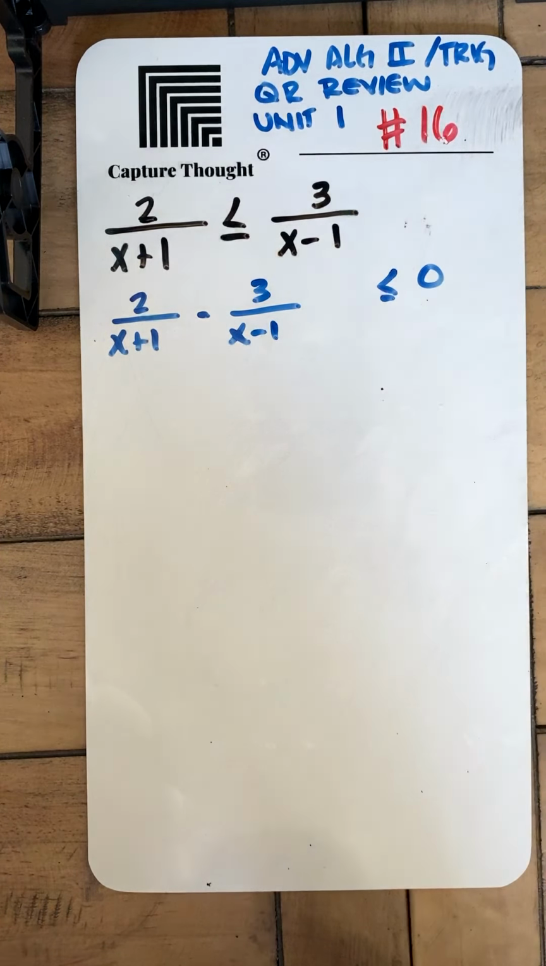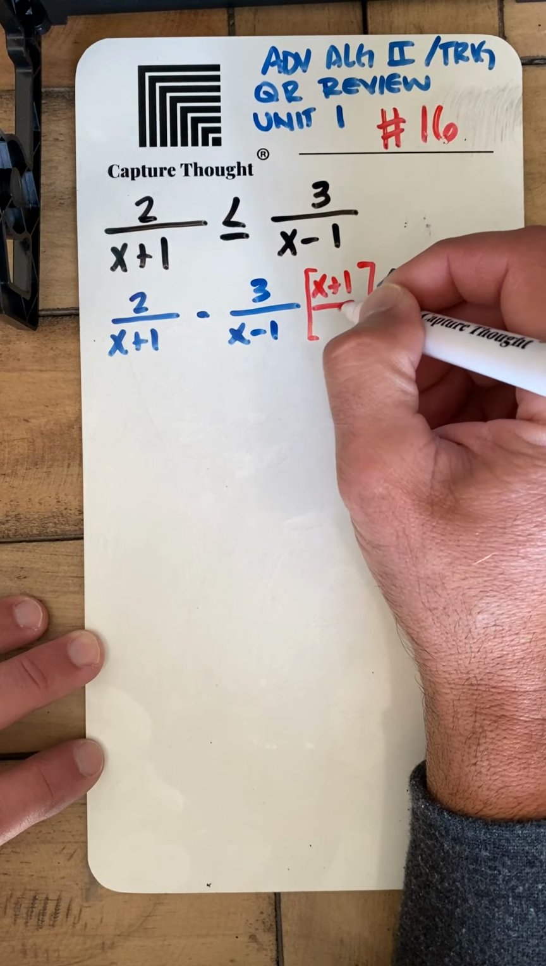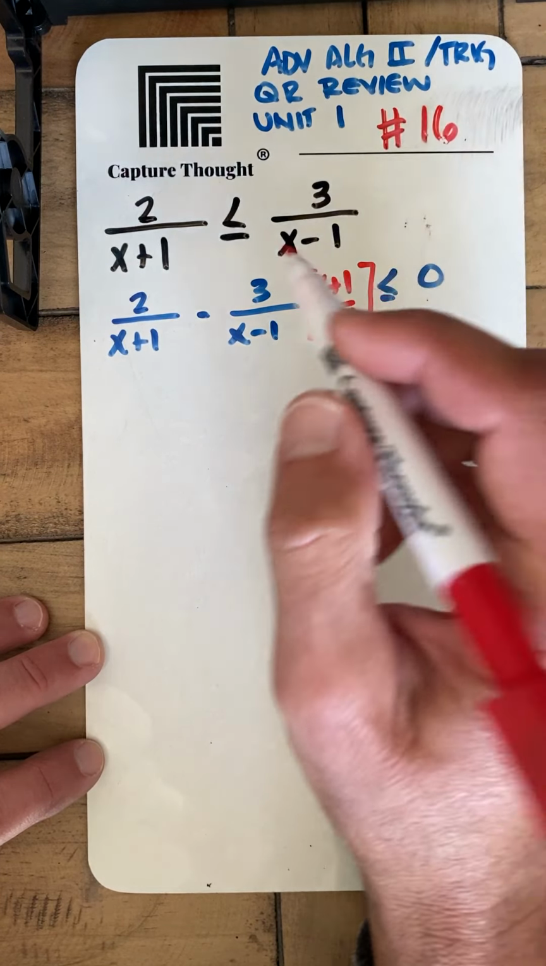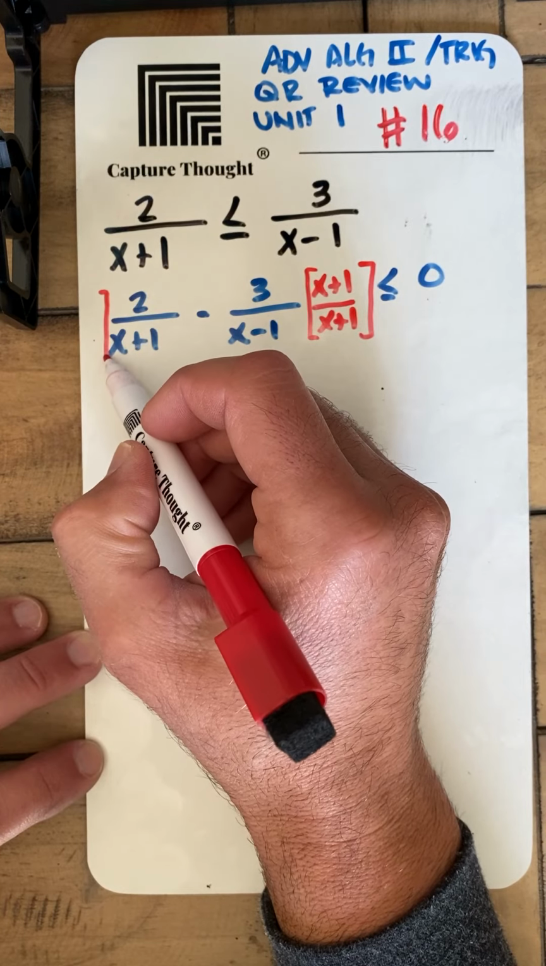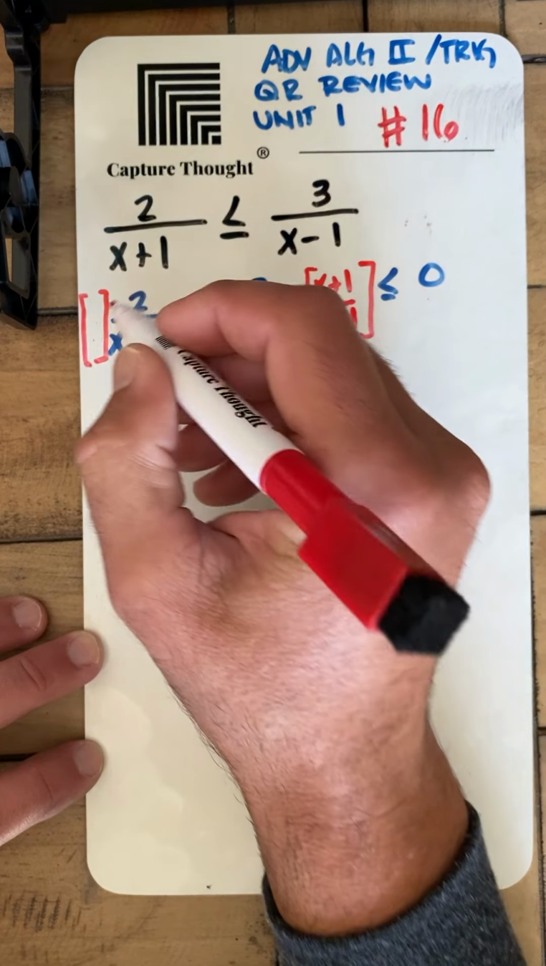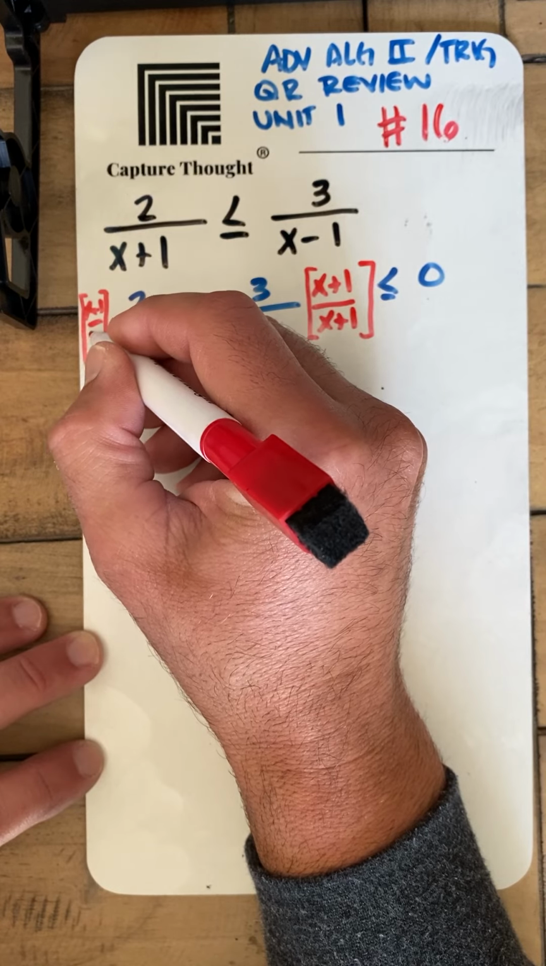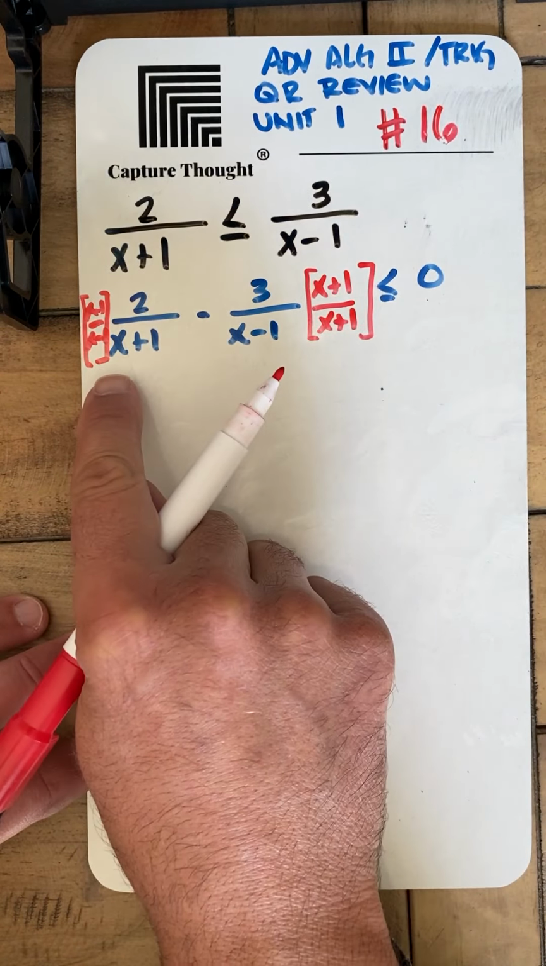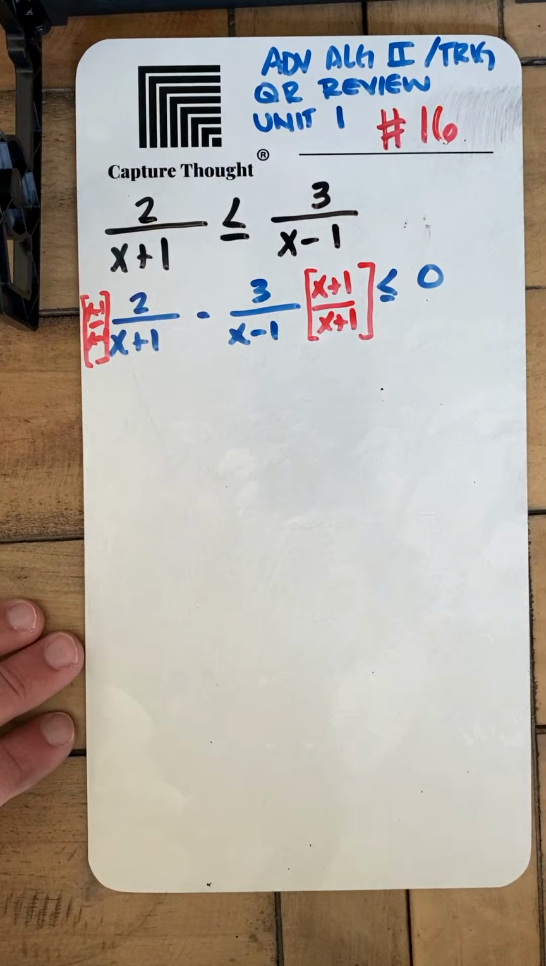And then since I am adding two fractions together, or actually rather subtracting two fractions, I need a common denominator. The common denominator is just the two denominators multiplied together. So this piece over here would need an x plus 1 over an x plus 1. And this piece over here, which is kind of hard to squeeze in here, is going to need an x minus 1 over an x minus 1. So I'm just creating a common denominator.